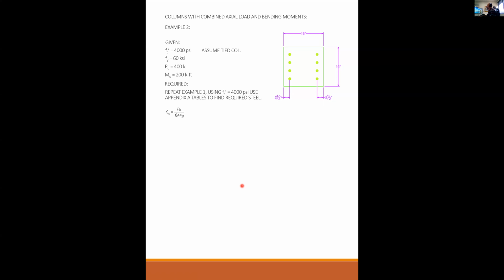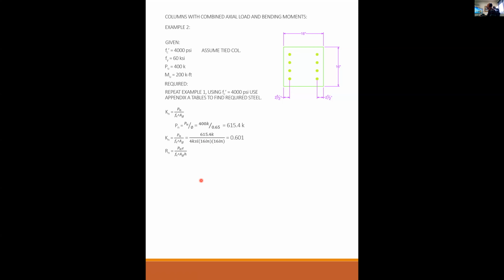So Kn is Pn over f'c Ag. If I take 400 kips divided by phi, and you always assume that phi is going to be the worst, you know it's going to be 0.65. So 400 divided by 0.65 is 615.4 kips. So Kn is equal to 615.4 over 4 times 16 times 16, which is 0.601.